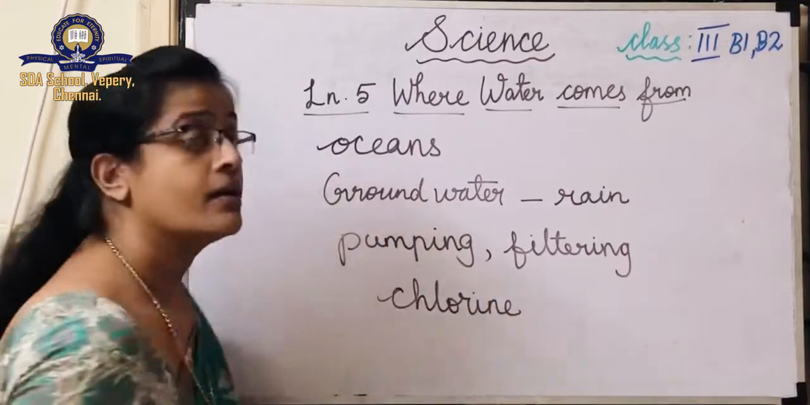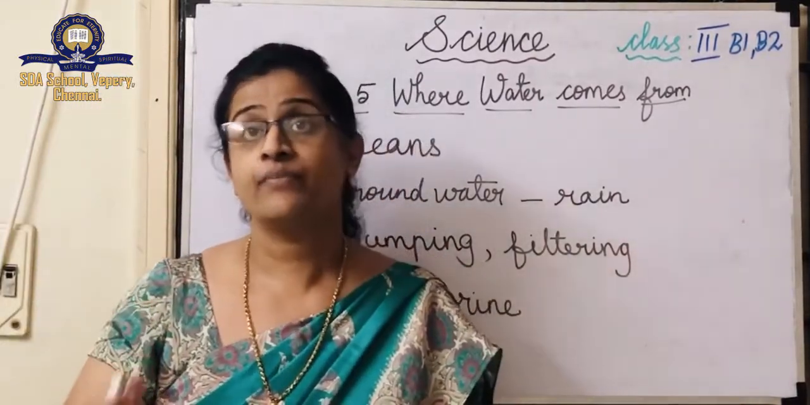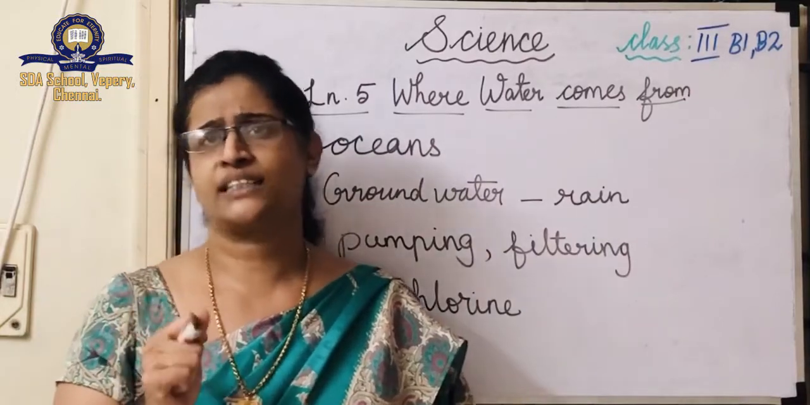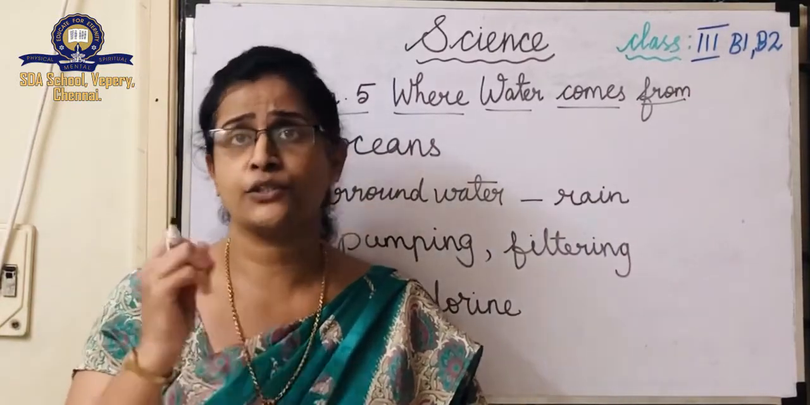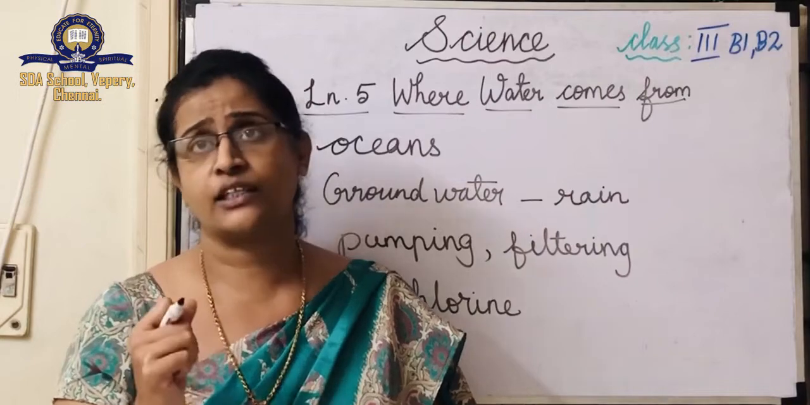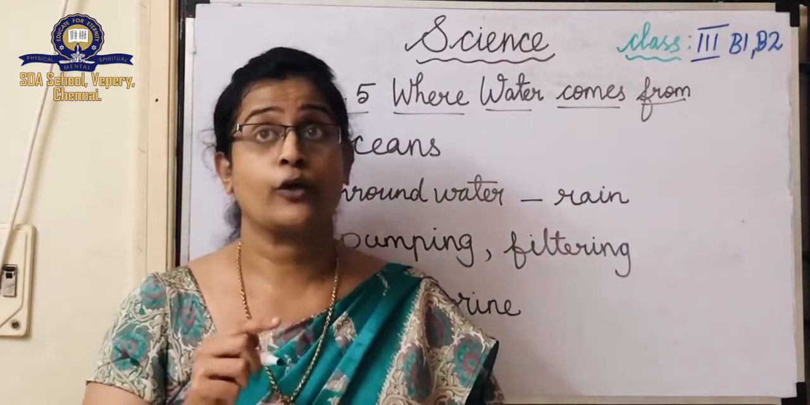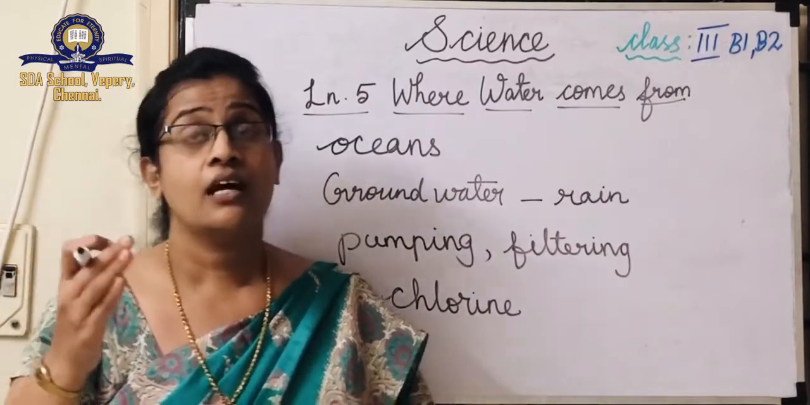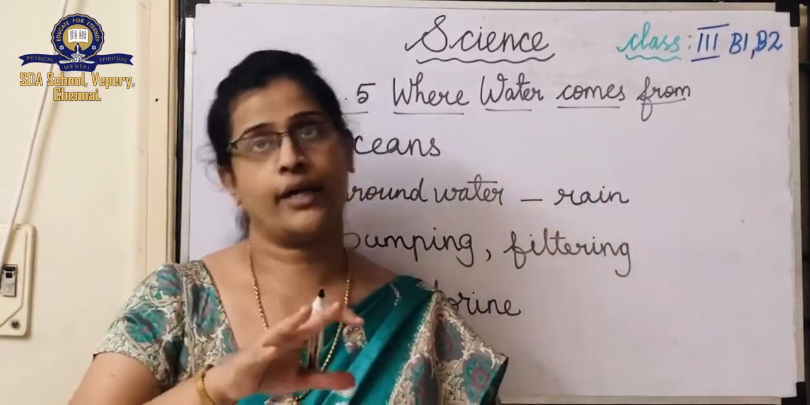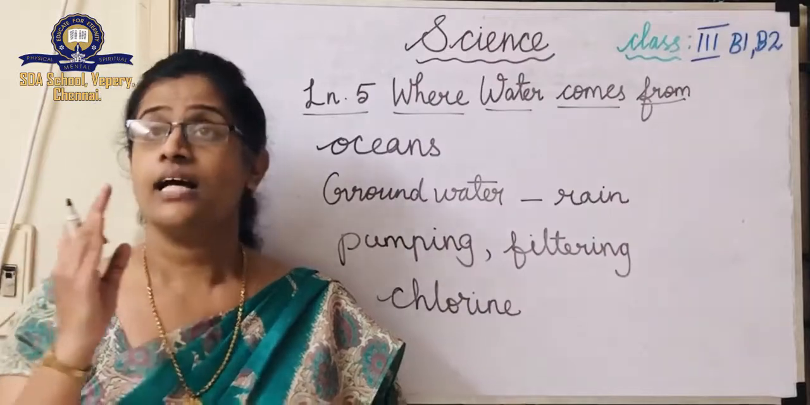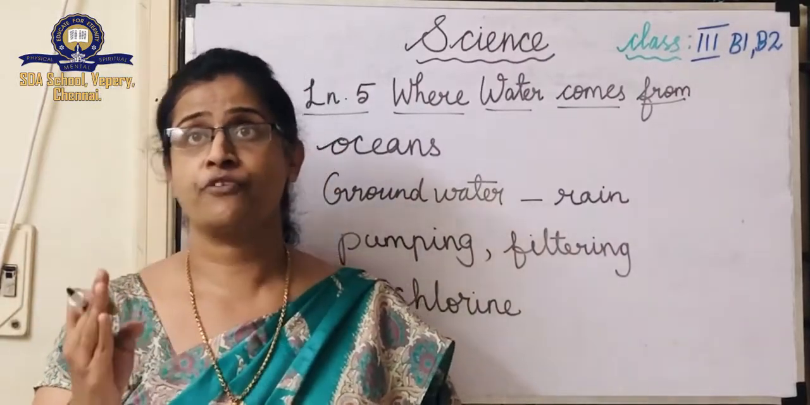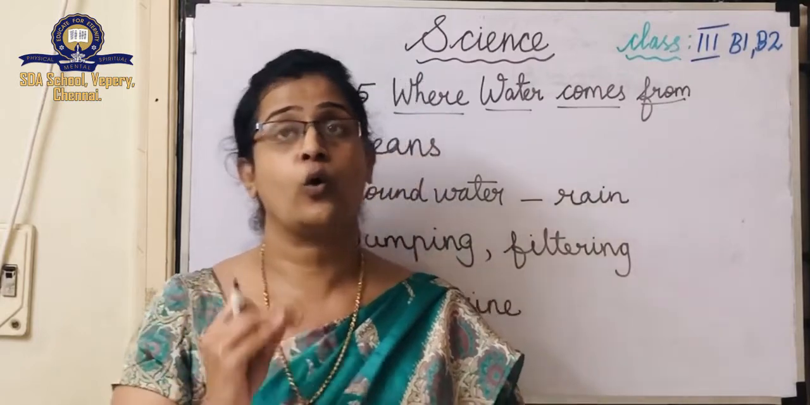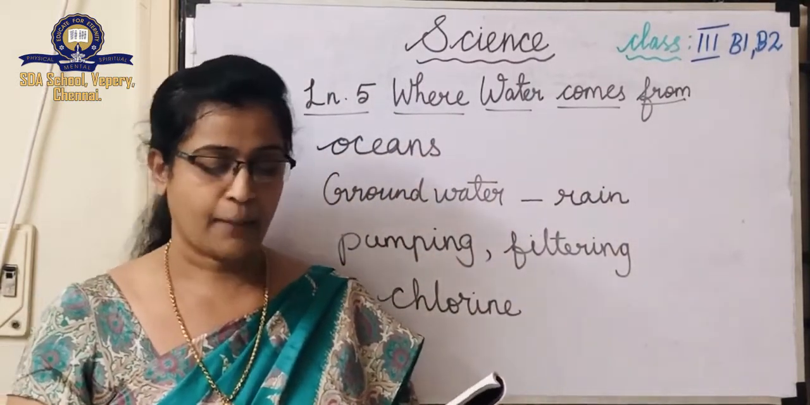Chlorine. When the water is filtered, a gas called chlorine is mixed. What does this chlorine do to the water? Why do we add chlorine? This chlorine kills the germs which are there in the water. And the clean, germ-free water is then carried out to our homes by big pipes.